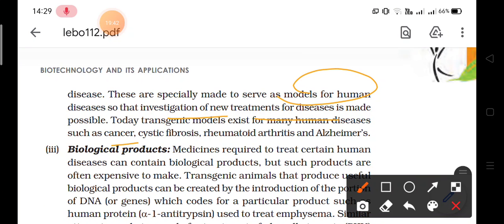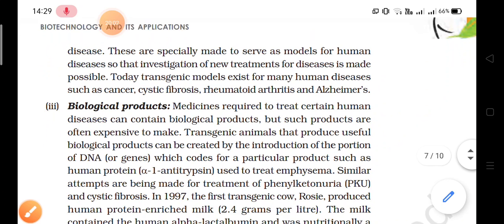For example, cancer, cystic fibrosis, rheumatoid arthritis, Alzheimer's, all these are diseases, and to study them many transgenic animals have been made, and these transgenic animals give us full knowledge of how these diseases spread in the human body.